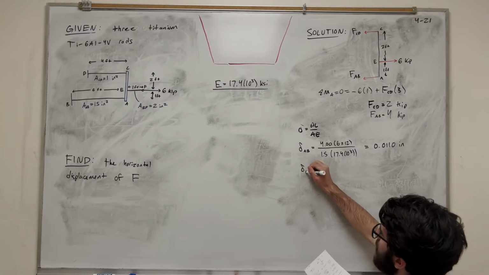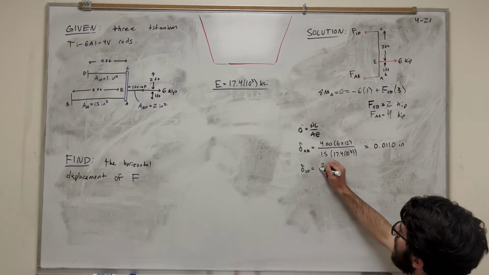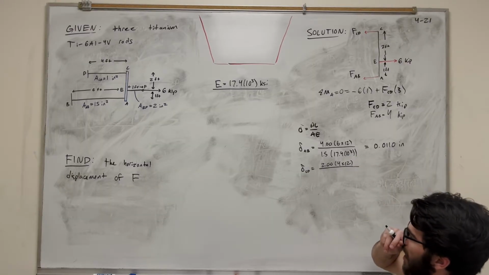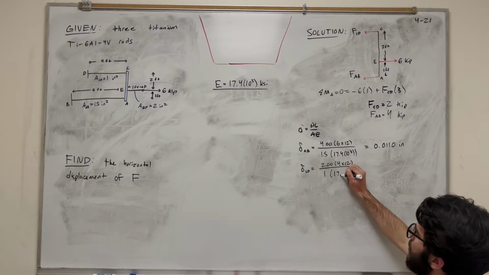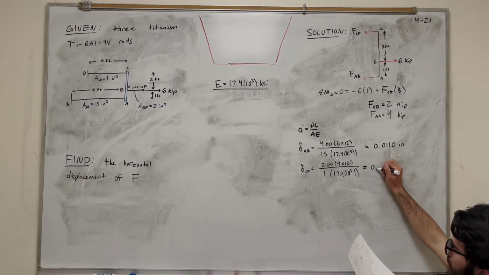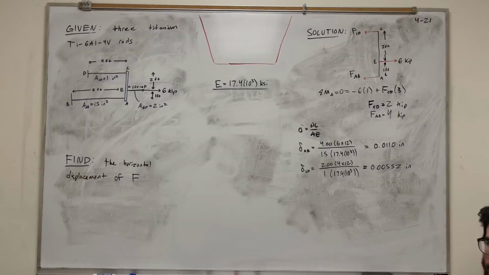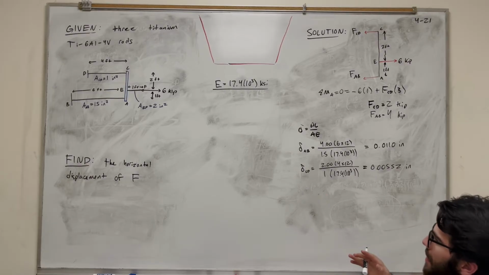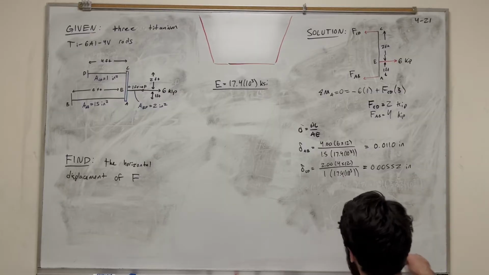Now we need to find the displacement of CD. The displacement of CD is equal to the force in CD, which is 2, times its length, and this one's only 4 feet long, so 4 times 12. The area is just 1 inch squared, and the E is 17.4 times 10 to the 3rd. You get that this displacement is a lot less, 0.00552 inches. So they have different displacements, which means this rod AC is going to be at an angle. How are we going to represent that in our math? Well, let's draw what the displacements look like.